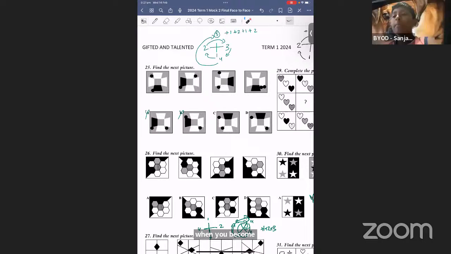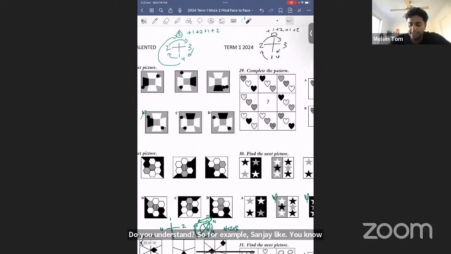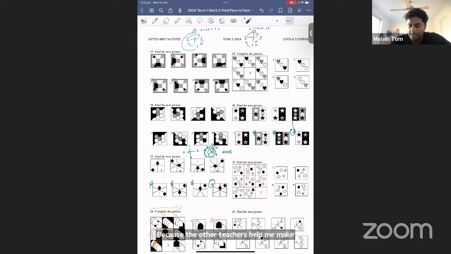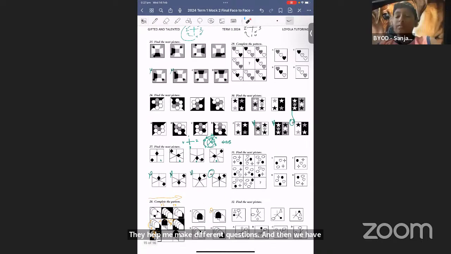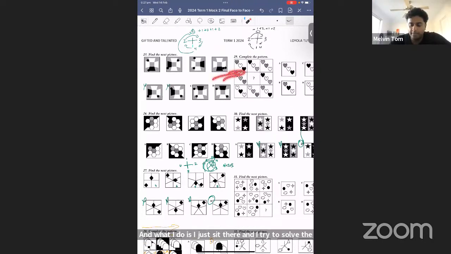Do you understand? So for example, Sanjay, if I'm being very honest, one of the ways I prepare for these is that the other teachers help me make the questions. I help coordinate different teachers, they help me make different questions, and then we have different people in charge of checking for quality. And what I do is I just sit there and try to solve the questions by myself. Because I'm not teaching it, I'm able to do the mapping so much faster. When I'm teaching, a mapping might take me maybe 30 seconds to draw out, but if you're actually doing it, it might take a couple of seconds.